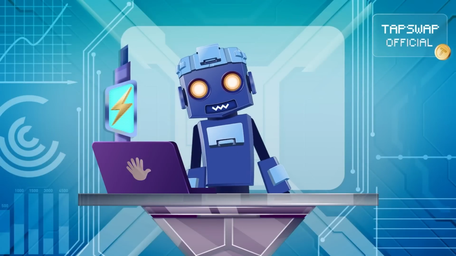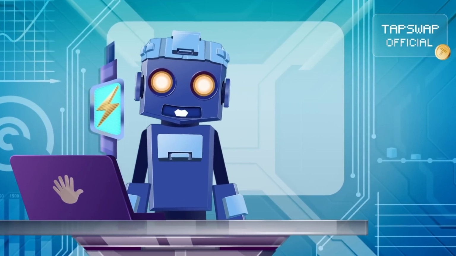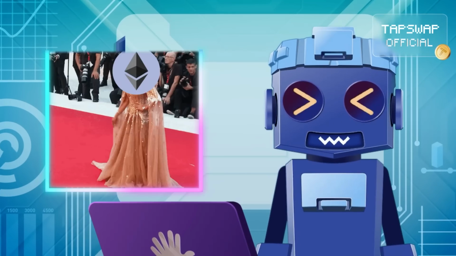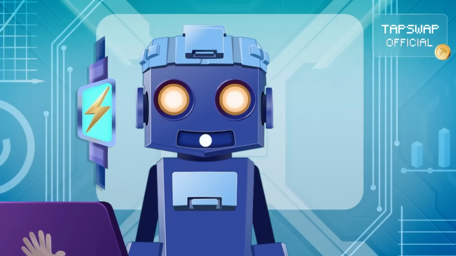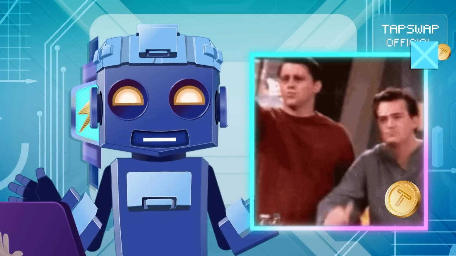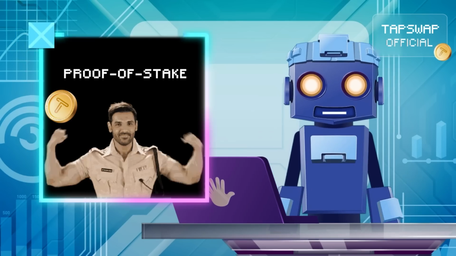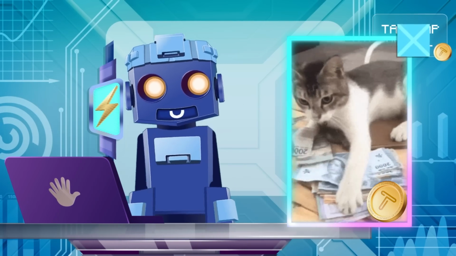Now, I'll power your NFT know-how. Each blockchain has its pros and cons. Ethereum is the most popular for NFTs and supported by major marketplaces. It uses proof of stake for strong security, but gas fees can be high.